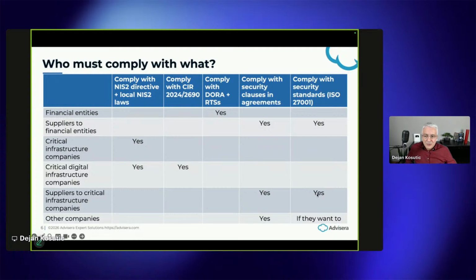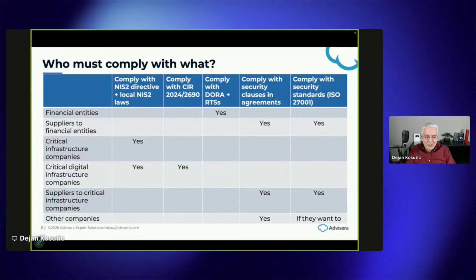Same thing here. If you're a supplier to a company that is in NIS2 scope, again, you as a supplier do not have to comply with NIS2, but you do have to comply with a security standard. Again, NIS2 doesn't say which security standard. And again, as with DORA, most suppliers will go for ISO 27001.